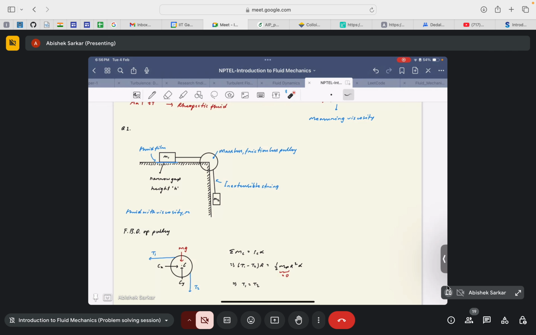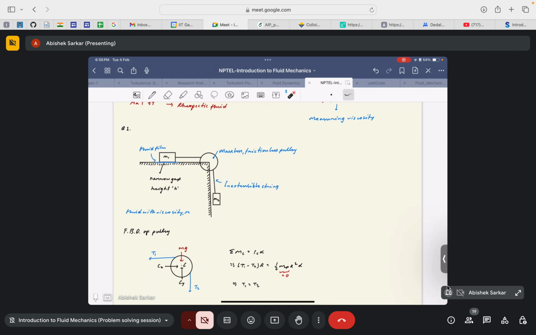The third mass is the most interesting case, because here we are seeing the interaction between the fluid and the solid surfaces.